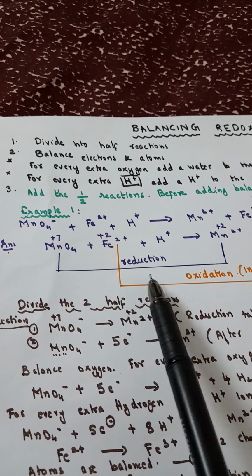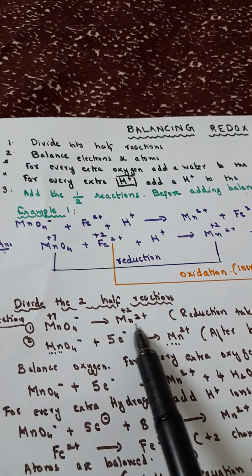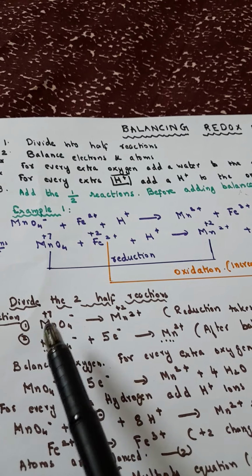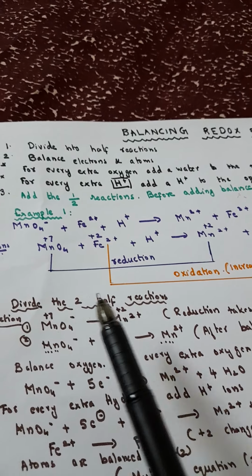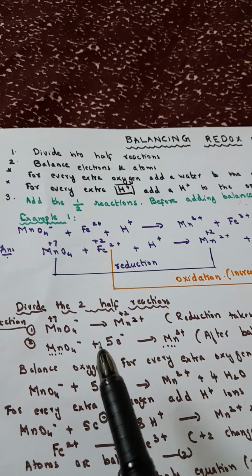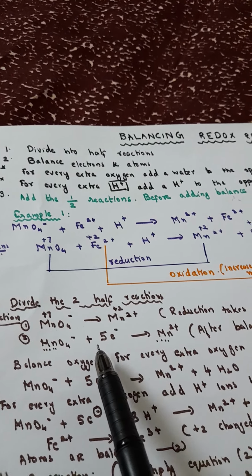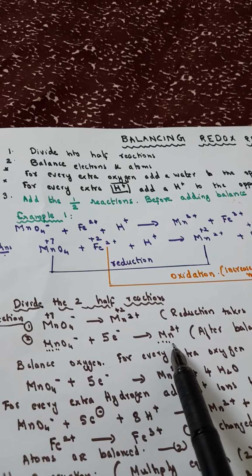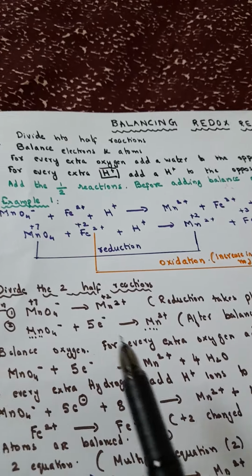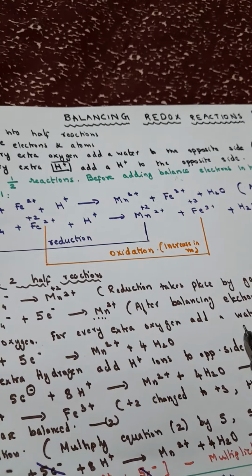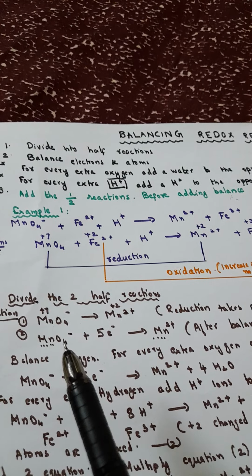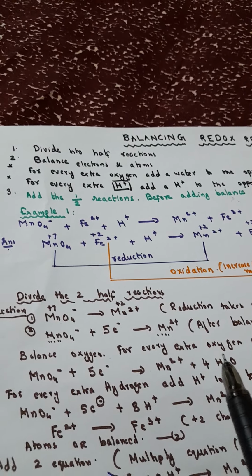See, MnO4 minus gives Mn2 plus, that is the reduction part. So you must know the oxidation state of Mn in MnO4 minus is plus 7. It got reduced to plus 2, that is 5 difference. So we balanced the number of electrons and added 5 electrons to the left side, and we got this equation. And after that what we did, for balancing oxygen, for every extra oxygen we added a water molecule to the opposite side. So here since 4 oxygen atoms are there, we added 4 water molecules to the equation.